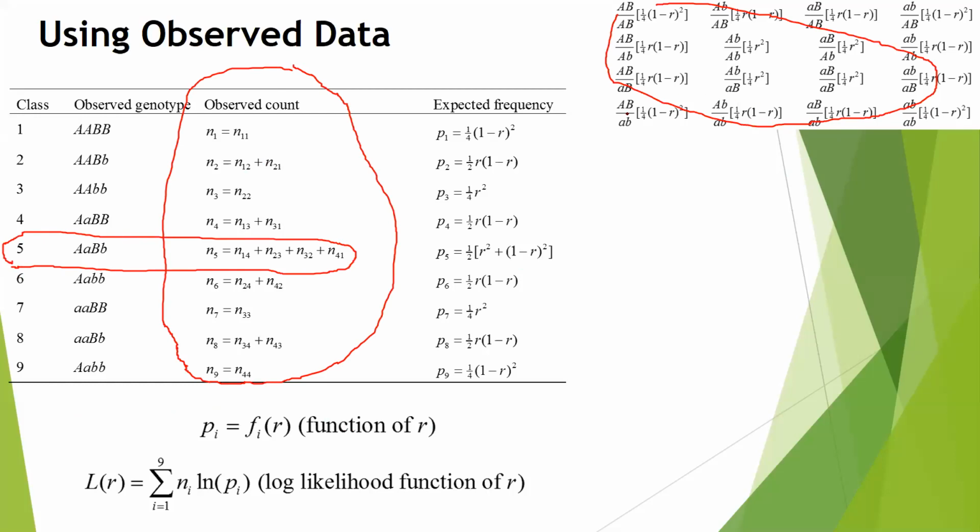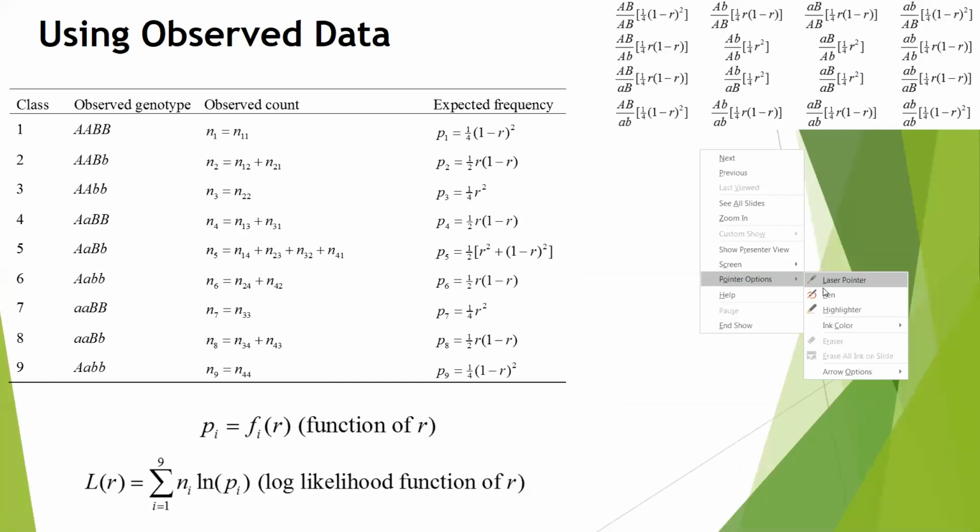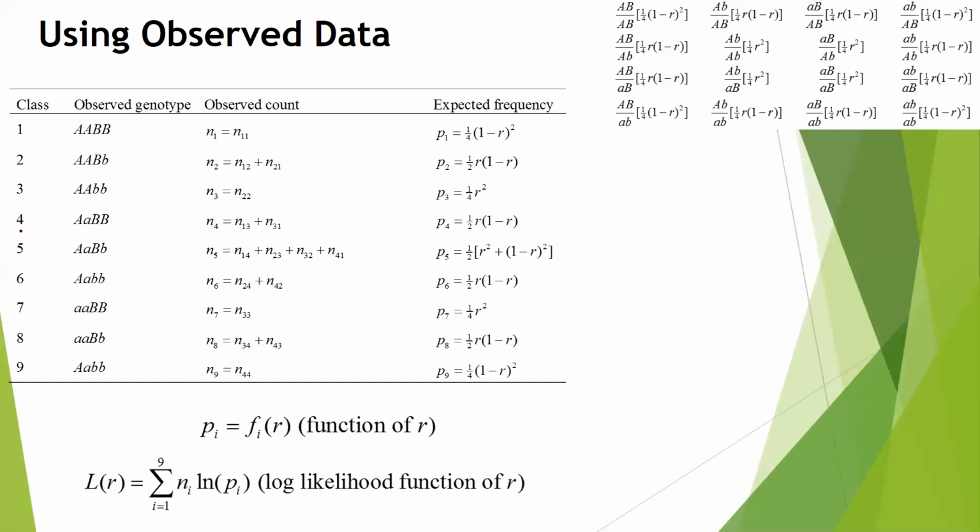Because if you look here, this category represents... oh, let me remove this, sorry. This is a little bit messy. Okay, all right, so please look here. If you look at this category, actually this category is a combination of 4 cells, 4 cells from this 4x4 table.